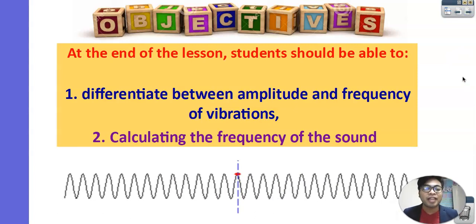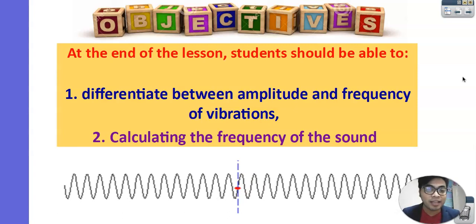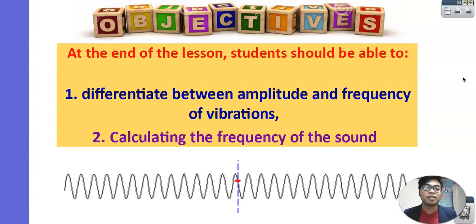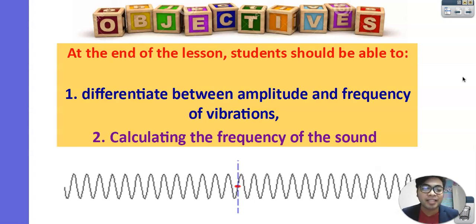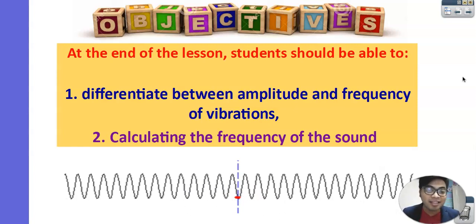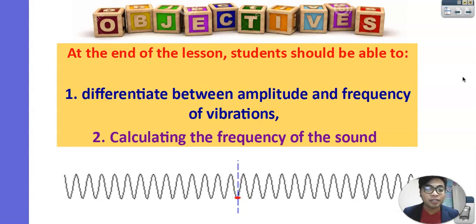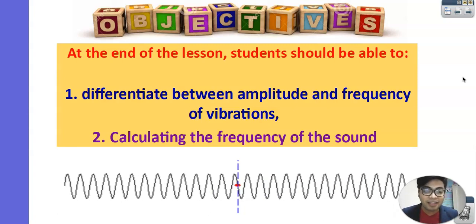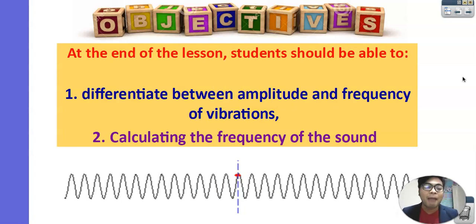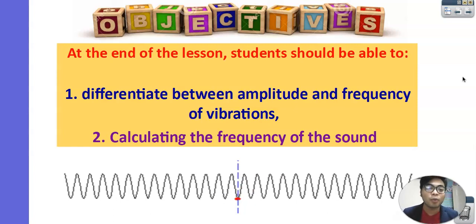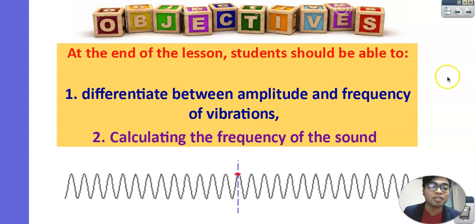We're going to differentiate the amplitude and frequency of a vibration. We're going to define what the amplitude is and what the frequency is and what they do to the sound. And we're going to have some calculations referring to the frequency of the sound. That's going to happen after we define and differentiate the frequency and the amplitude of a sound.